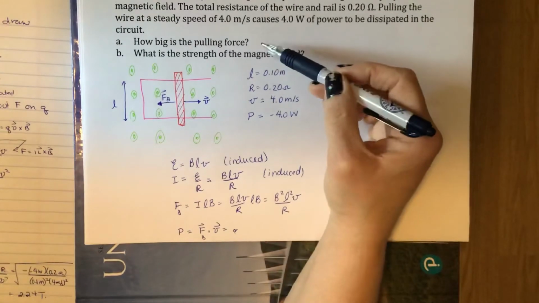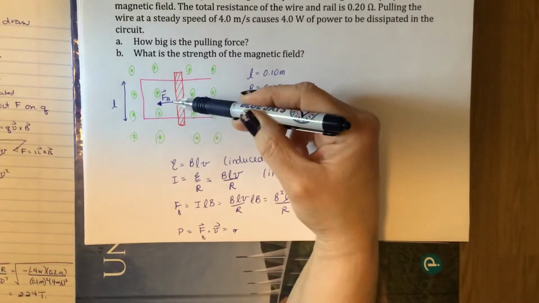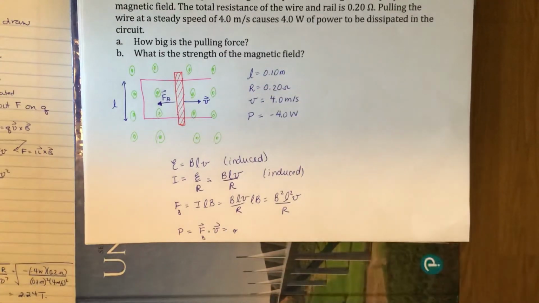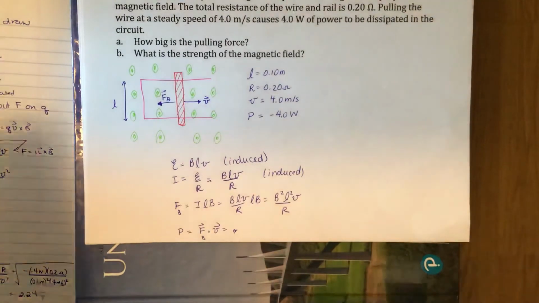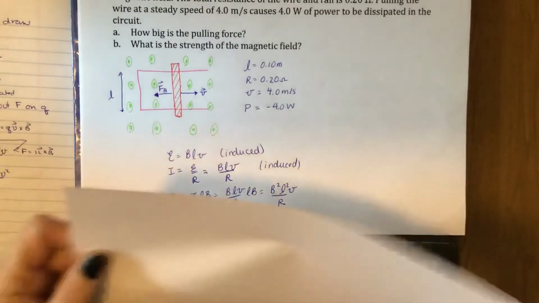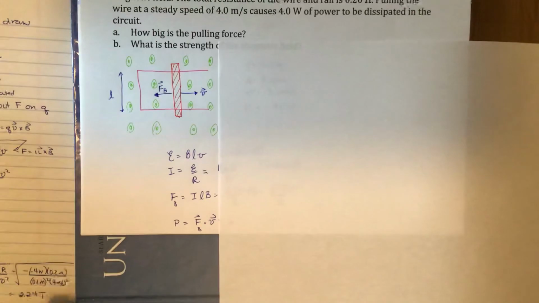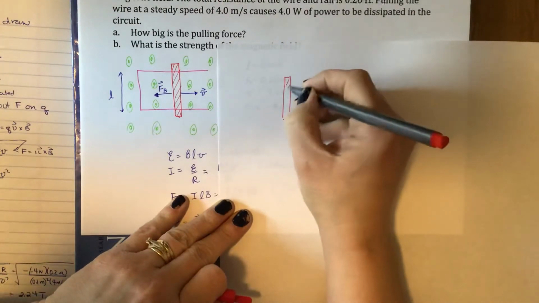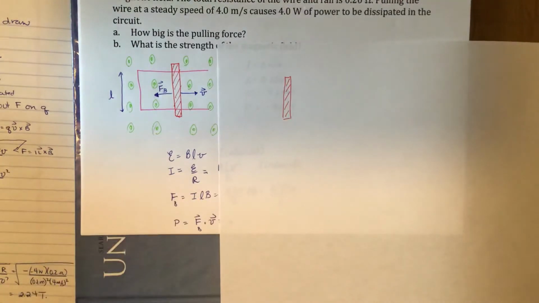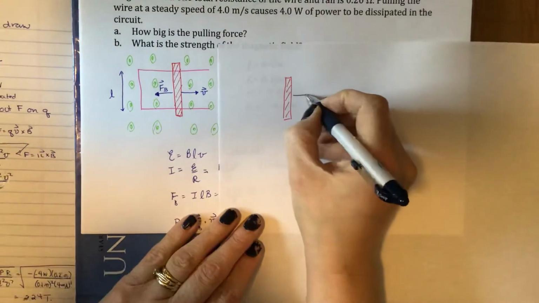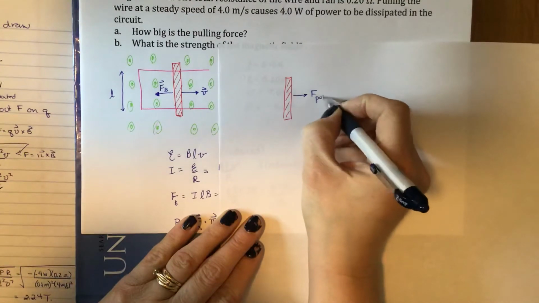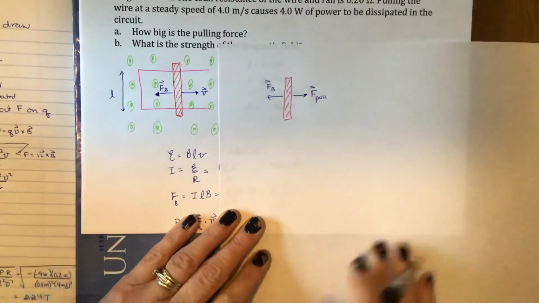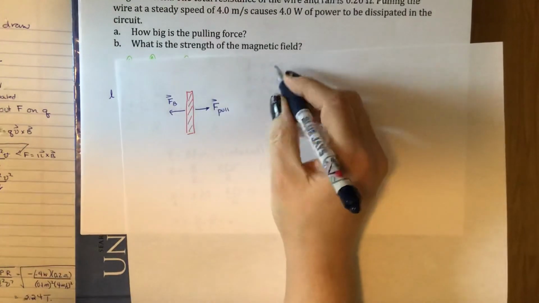The first part is how big is the pulling force? Well, right off the bat, we don't have a pulling force written down anywhere. We have a magnetic force. So why don't we draw a free body diagram on that bar and ask how we are going to find the pulling force. So I'm going onto a fresh sheet of paper. Here's our bar. We're pulling it to the right, so there's a pulling force to the right. There's an induced magnetic force to the left, F_B, and it's going at a steady, constant speed.